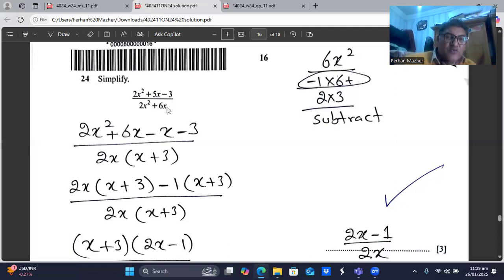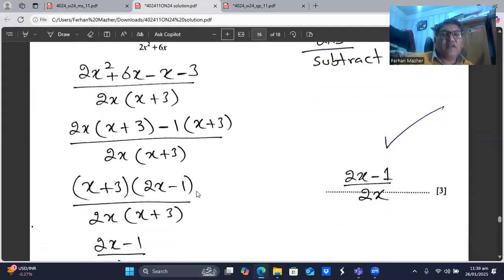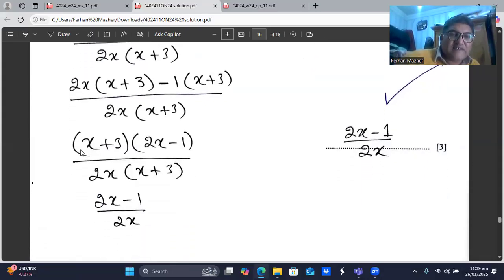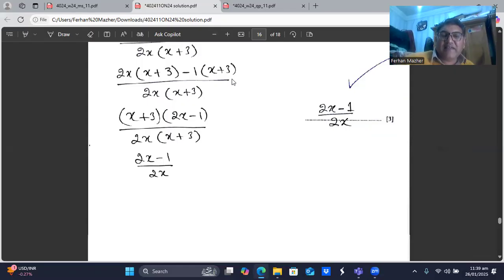The same thing I can do with the denominator. In the denominator, you can see 2x is common. That's the first rule of factorization. So take 2x common. So you will have 2x bracket x plus 3. So just write it here. And so when you write, now this x plus 3 and x plus 3 can be cancelled. You are left with 2x minus 1 divided by 2x.